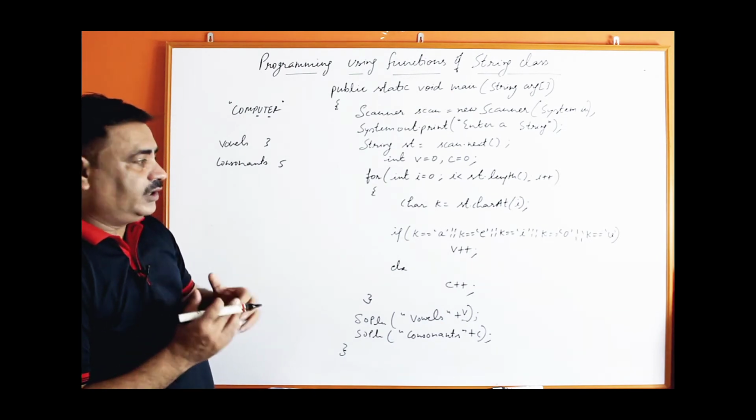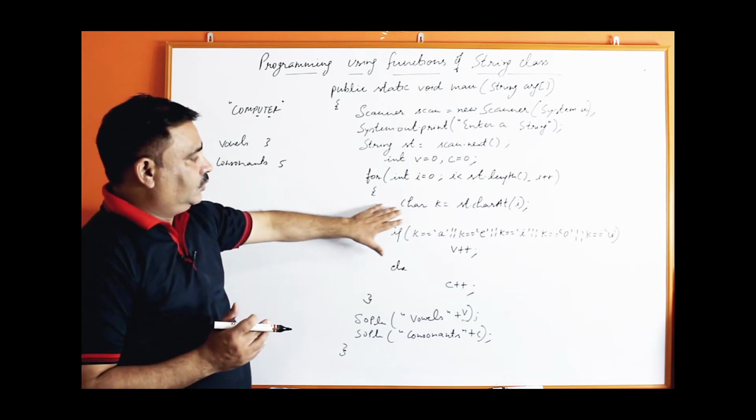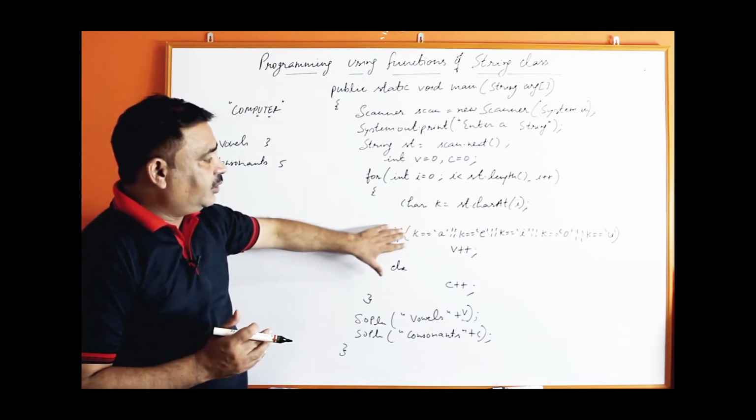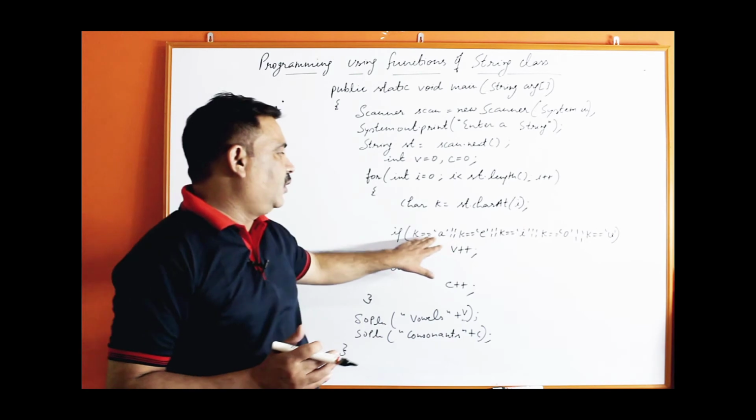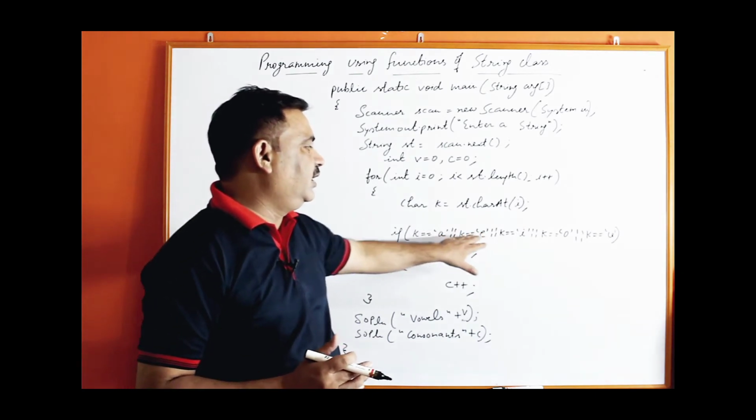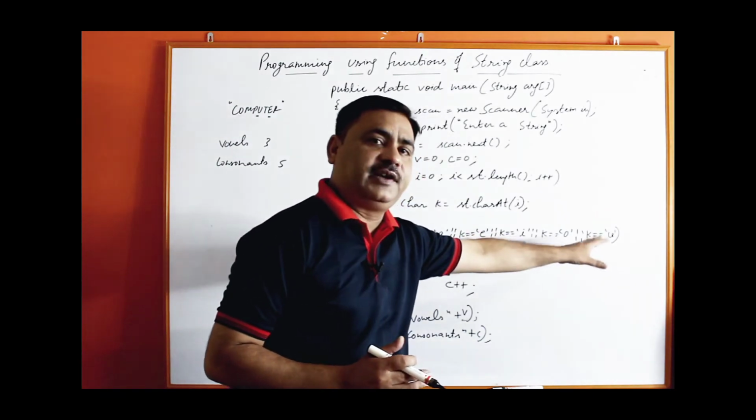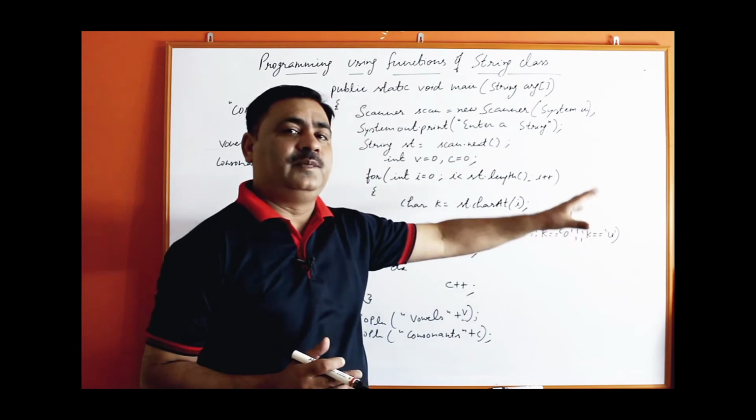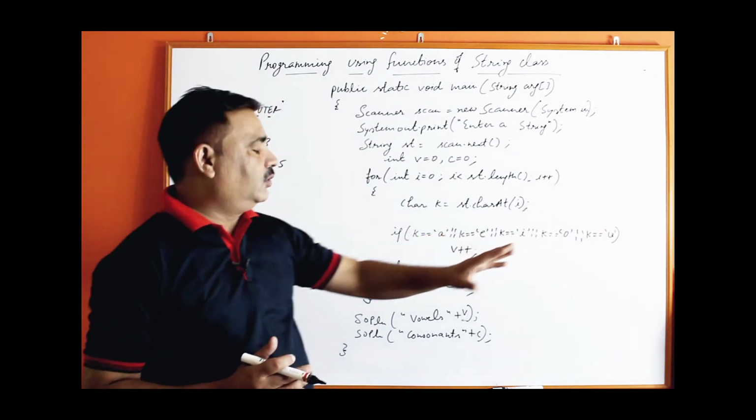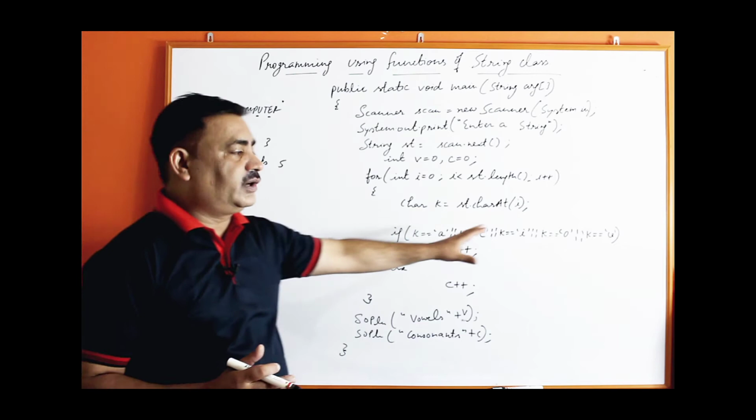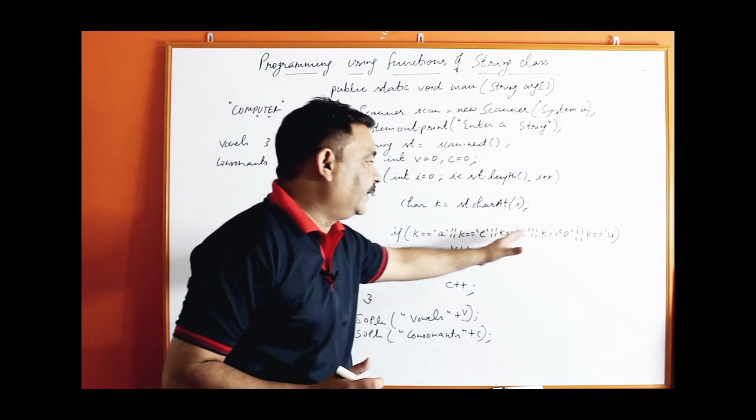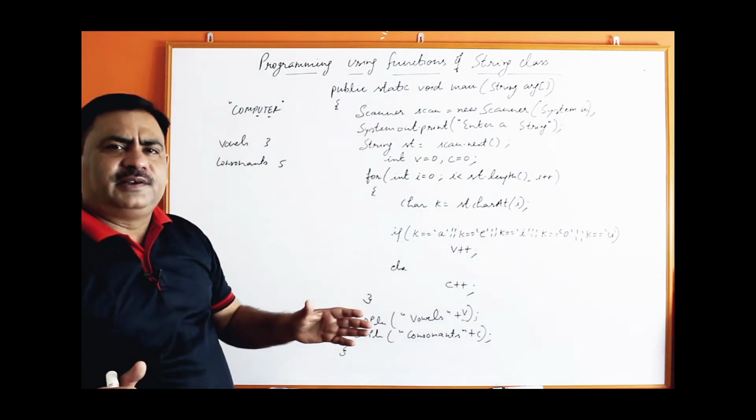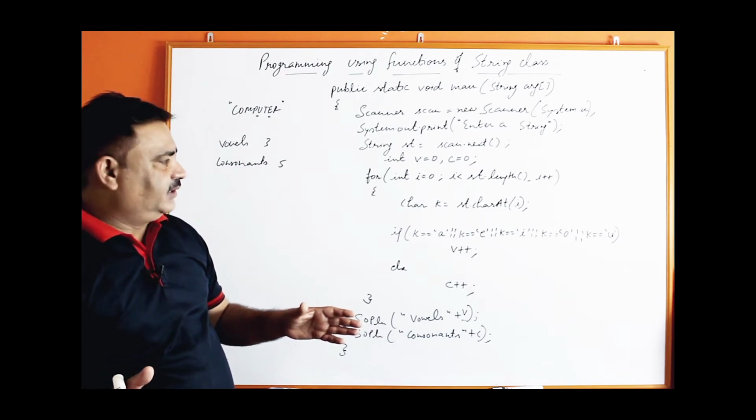So what you have to do, you can either put 5 more conditions for capital letters, if k equal to A, E, I, O, U, or k equal to capital A or k equal to capital E, I, or U. You can put 5 more conditions. It means total conditions will be 10 here. The program will be a little bit longer like this.